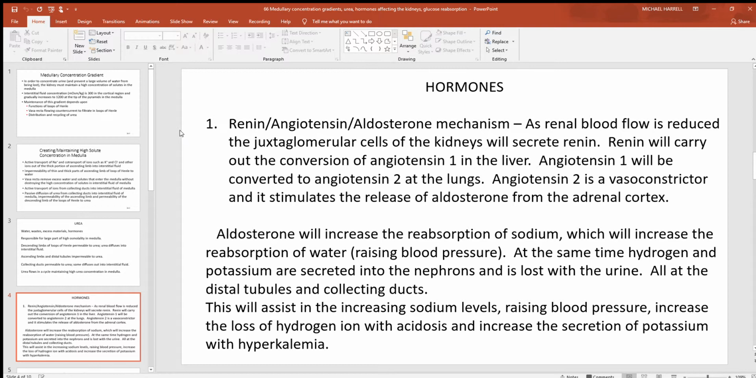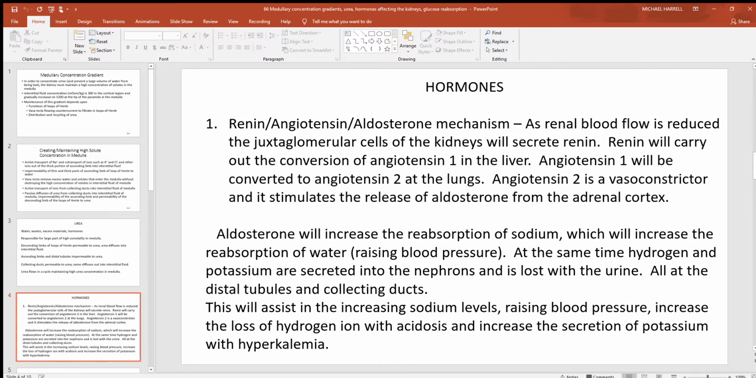And remember again, when you look at these hormones, they work on the nephron, they work on the distal tubule and the collecting ducts. And we'll look back at the renin, angiotensin, aldosterone mechanism. Lots of organs and hormones involved here working together. So what happens is renal blood flow is reduced. Say maybe blood pressure is dropping.